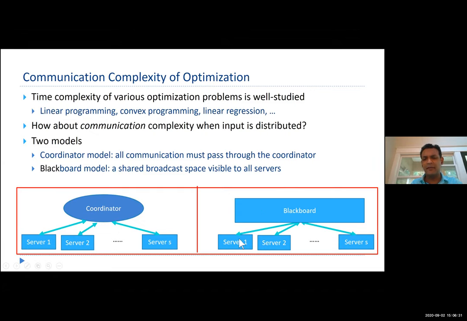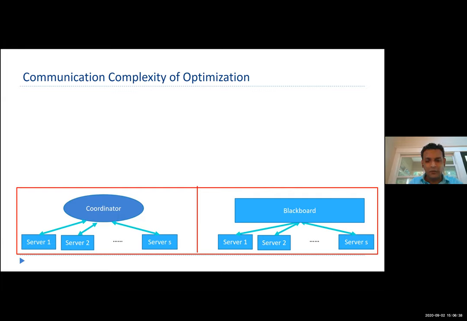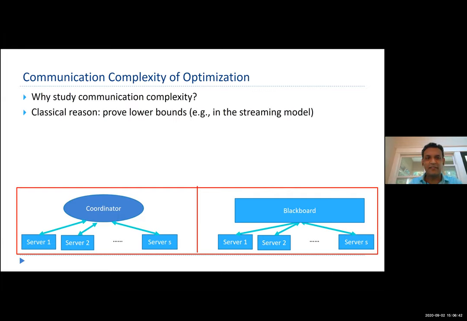So if a server writes to the blackboard, everybody else can see it right away. And the cost is just the cost of writing. Okay, so why study communication complexity? I mean, just in case you haven't studied it before, a classical reason is to prove lower bounds, and it's been a very effective, fantastic tool for doing that.